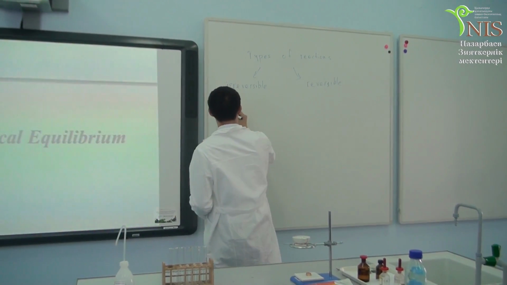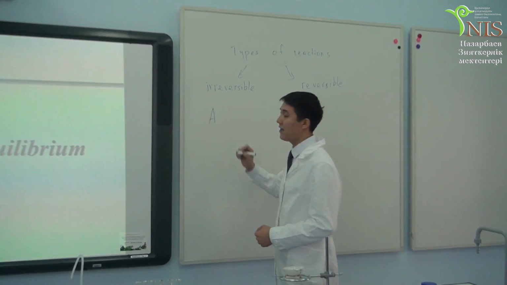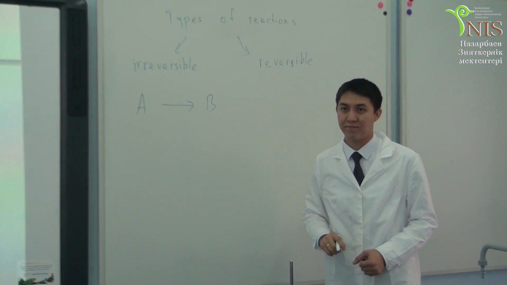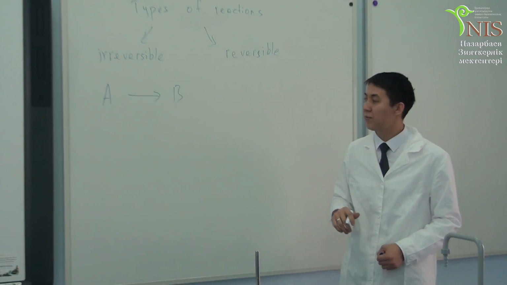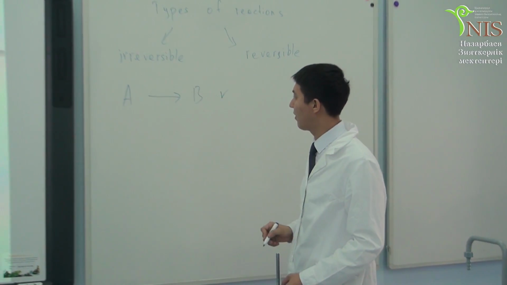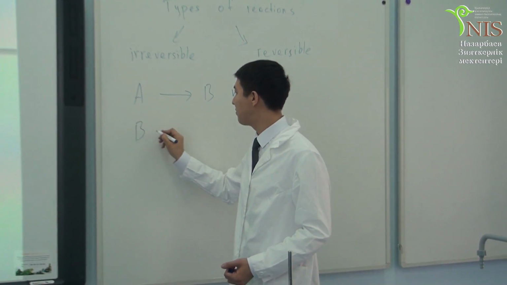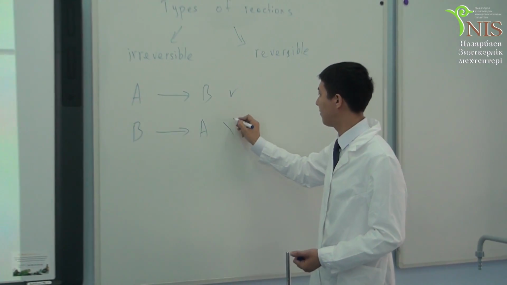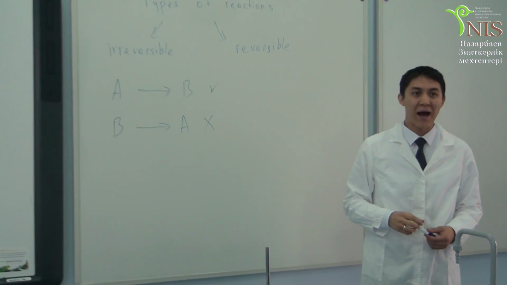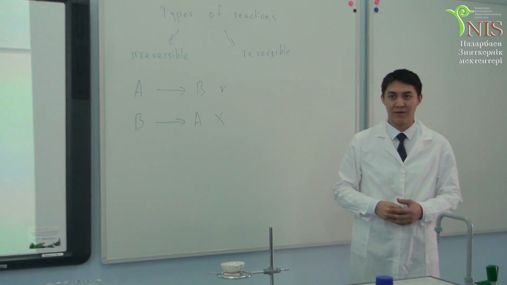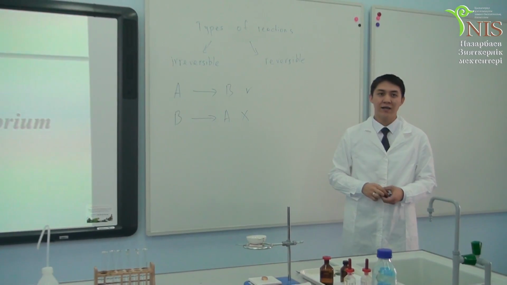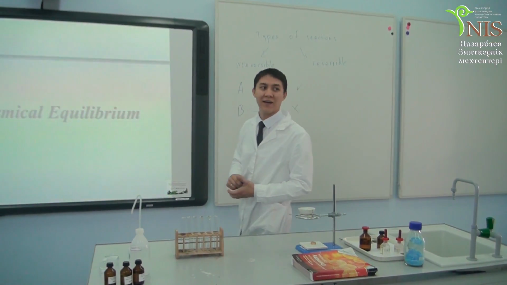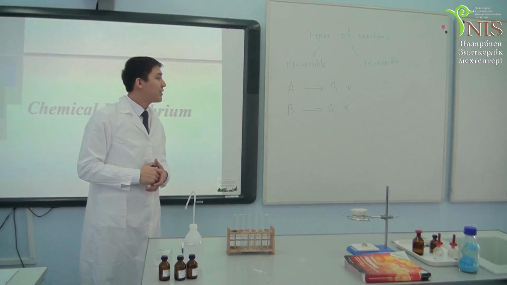For example, a substance A produces substance B, and the reaction goes to completion. But the substance B does not change to the substance A. So the backward reaction is impossible. This reaction is irreversible reaction. Let's do the simple reaction.